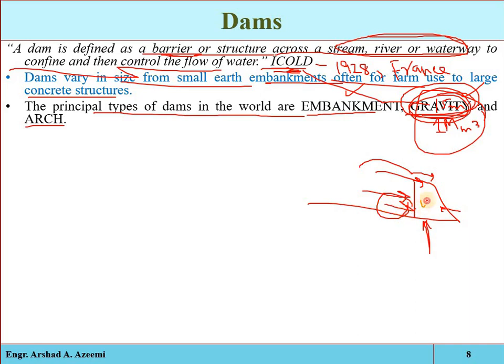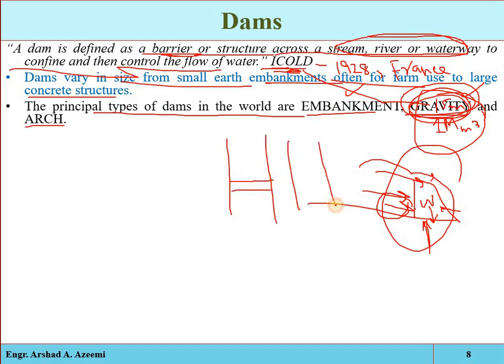But if you construct such a massive or heavy structure so that all of these forces are balanced by the weight of the structure, then it will be called the gravity dam. And for example, see, we have a river. So if we construct a straight structure, that is called straight structure. And if the barrier is constructed curved in plane, like this one, then it is called the arc dam.